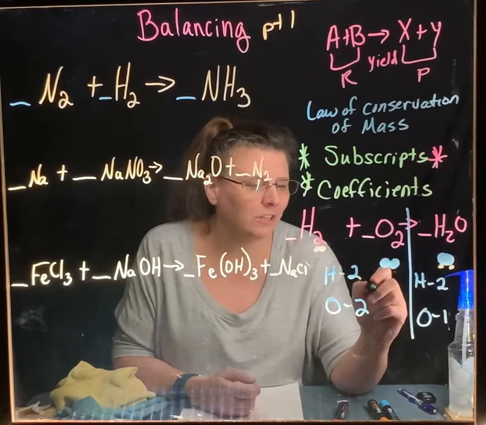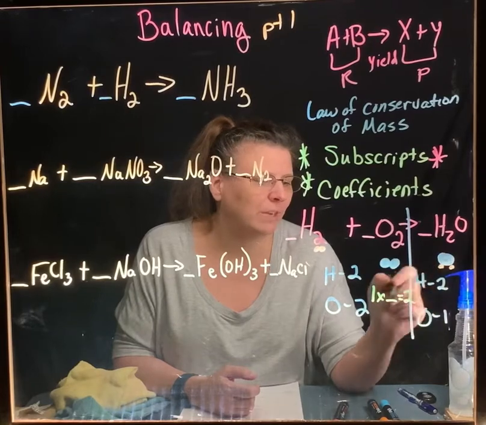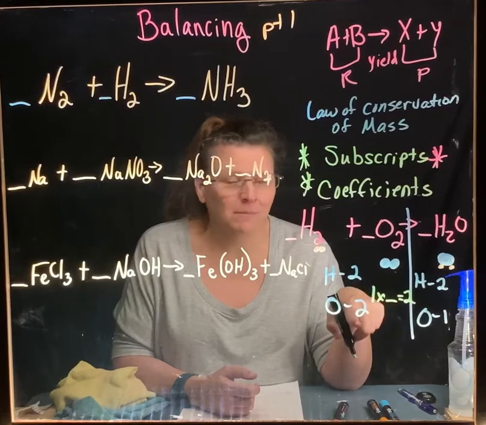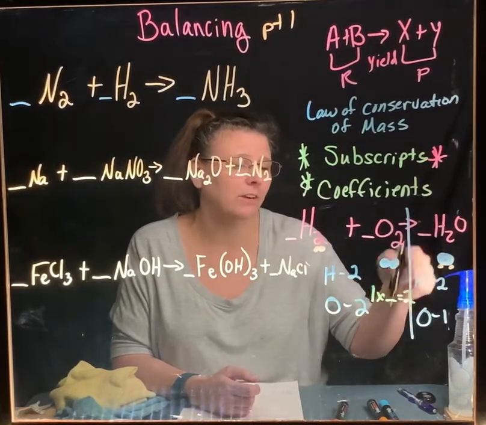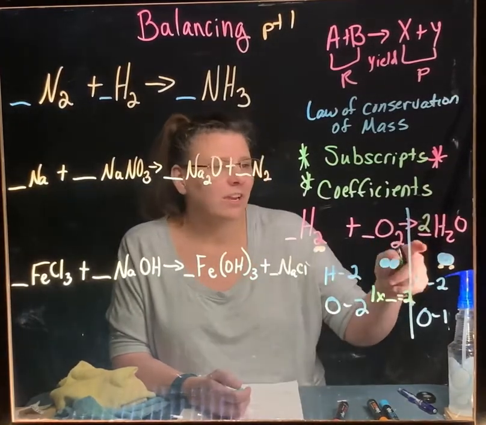So here's how your brain should think. 1 times something is going to give me a 2, because that's what I need. So 1 times something has to give me a 2. And this one's pretty easy. So you look up here, you look here, and you go, oh, 1 times 2 gives me 2. So that changes the oxygen.